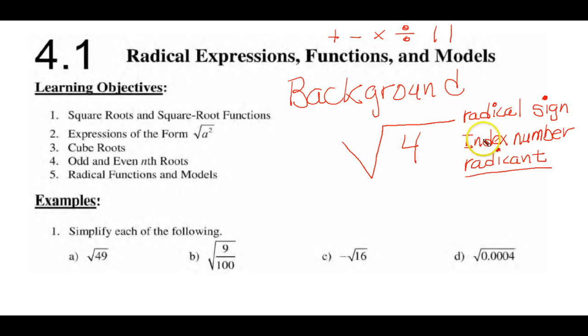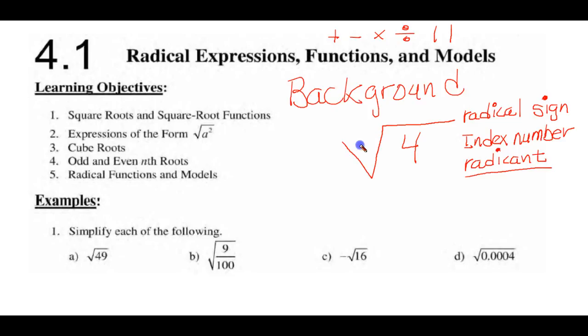Now the other word here is the index number. Well, the index number goes in this little notch of the radical sign. Now, right now there isn't a number there. Well, when there isn't a number there, the number is 2. If it is a 2, we don't write it. All right, so 2 is the index number.